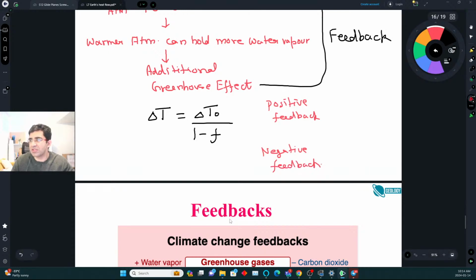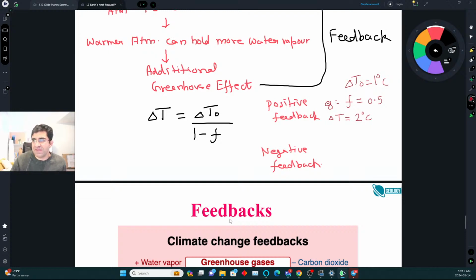Okay, let's do some examples. Let's say delta T naught is equal to 1 degree Celsius, and F is equal to 0.5 positive. So what will be delta T? It will be 2 degrees Celsius. So 1 divided by 1 minus 0.5.